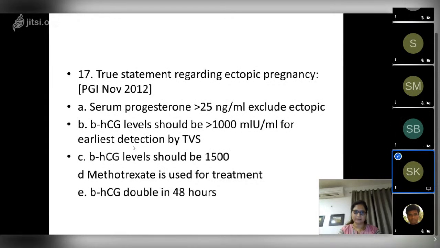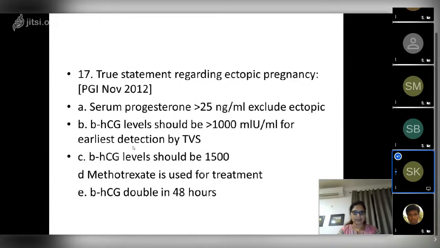It's actually not true for ectopic pregnancy. In ectopic pregnancy, the beta HCG levels need not be 1500. They could be lesser than 1500 also. So that's why this statement is wrong. It doesn't mean that when the beta HCG level is more than 1500, an ectopic pregnancy is present. Sometimes it could be even lesser in ectopic pregnancy. So this statement is not right for the question.